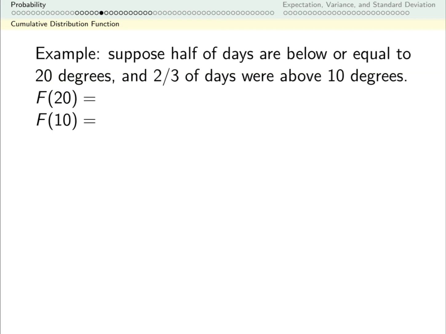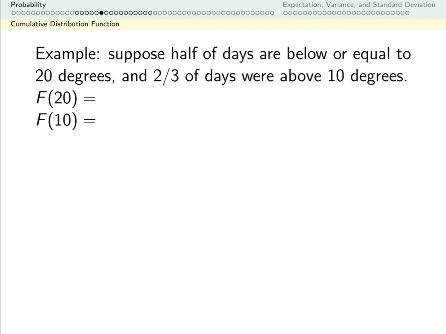Let's practice using the notation again, just real quick. Let's suppose you take a bunch of samples on a bunch of days and you record the temperature. Half of them are less than or equal to 20 degrees, 2/3 of them are above 10 degrees. You should be able to find numbers for f of 20 and f of 10. Pause the video, write down those numbers, and then come back to me.